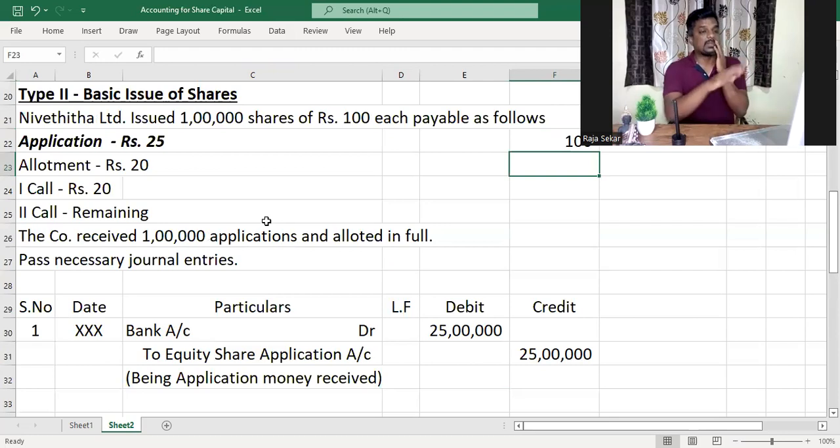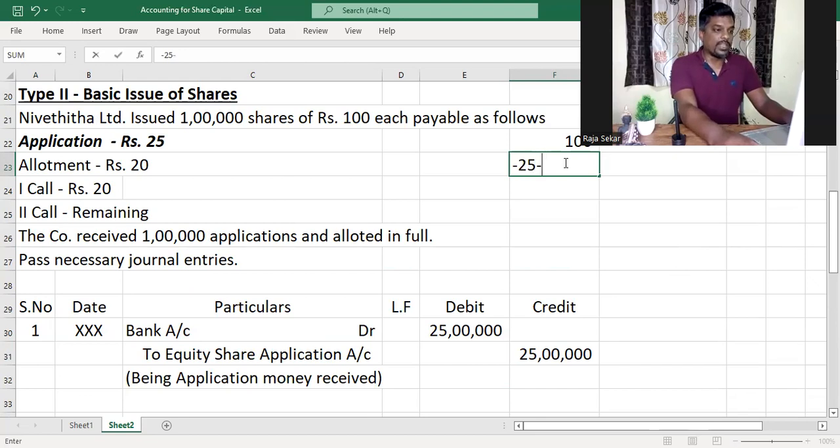100 in this case. The issue price, as you know, where the limited issued 1 lakh shares of rupees 100 each, payable as follows. It's not issuing the shares at premium or discount or anything. So it's issuing for rupees 100. So in total, I'm supposed to receive 100 rupees from the shareholders. And I had received 25 rupees as application money, 20 rupees as allotment money, 20 rupees as first call. So totally I have received 65 rupees.